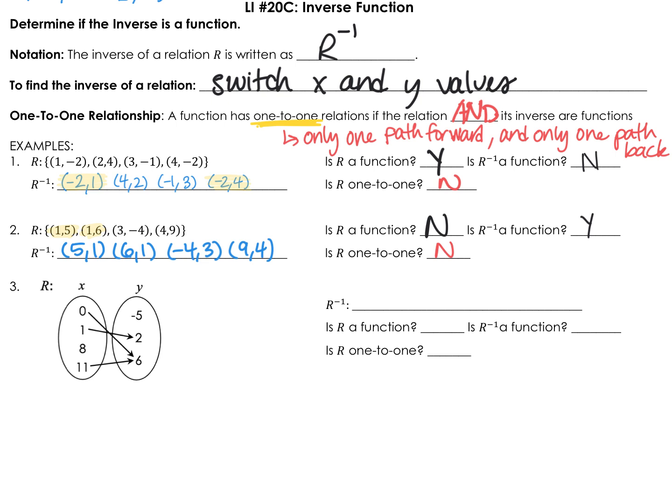Now we're going to look at this one. Looking at the map, remember that's what that's called. Is this a function?